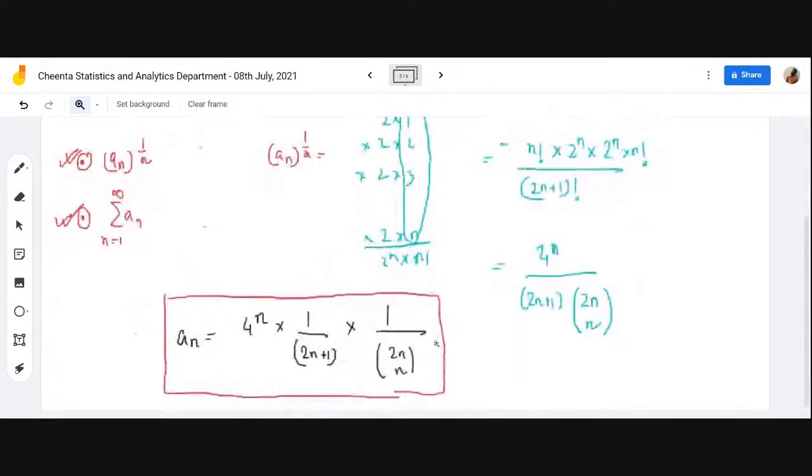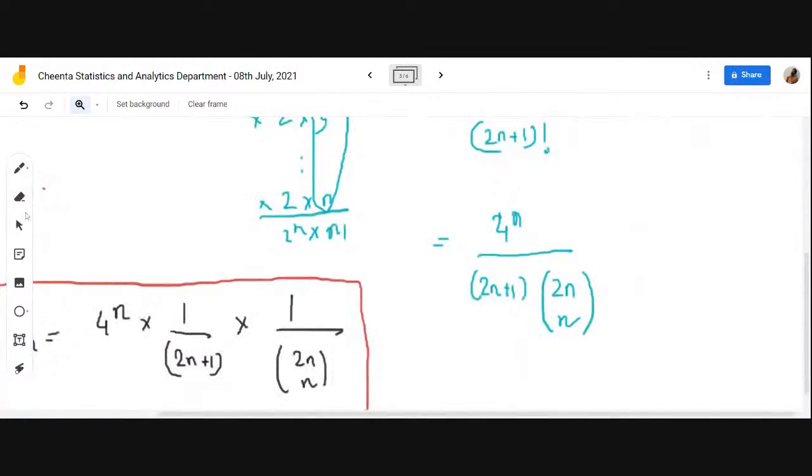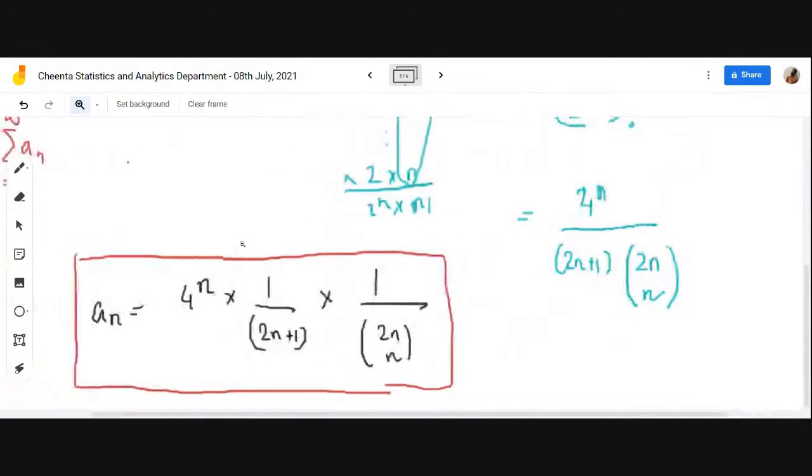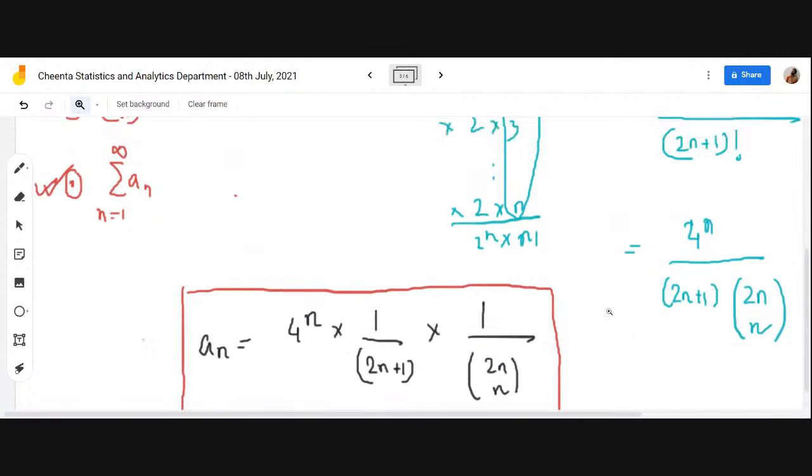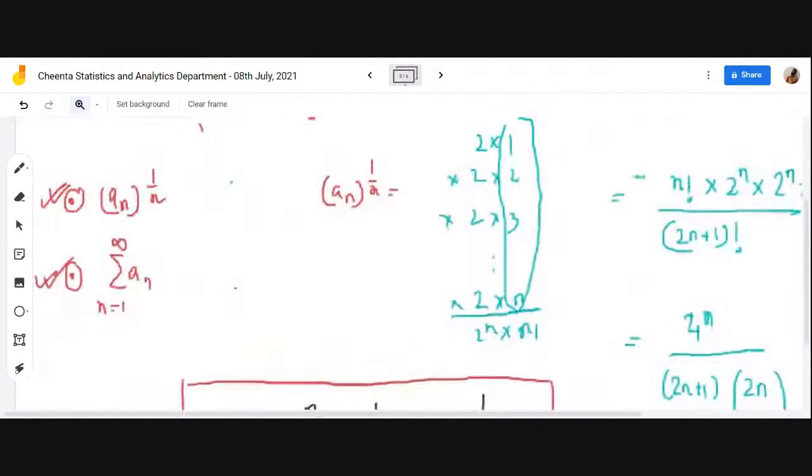So show that this limit is not going to 0. This limit is going to something positive. I'm giving you hints and ideas. This limit is going to something positive.